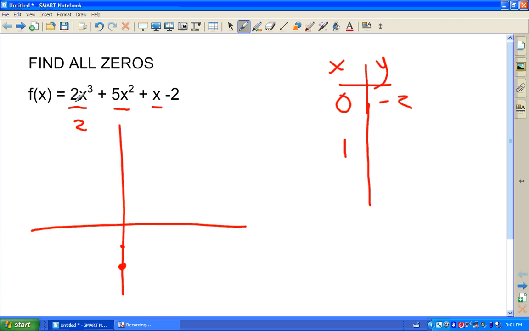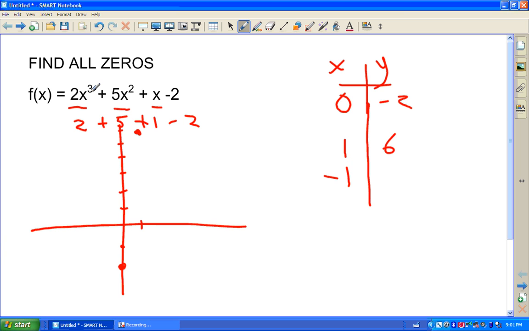1 cubed is 1 times 2 is 2. 1 squared is 1 times 5 is 5, plus 1 minus 2. 5 and 2 is 7, 8. 8 minus 2 is 6. So at 1, it's 6. It's pretty high, up here compared to the rest of the graph. 1, 2, 3, 4, 5, 6. It's way up here. Okay, so let's try a minus 1.